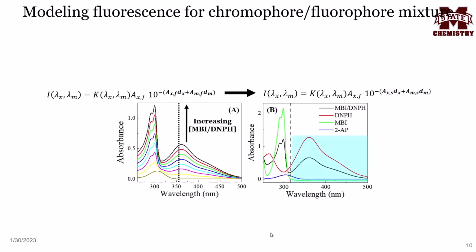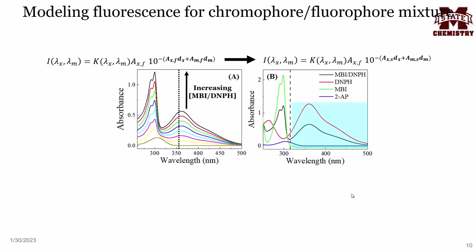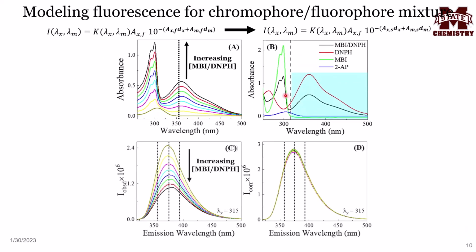To achieve this, we obtain an absorbance and fluorescence spectra for the pure fluorophore, and then we obtain the spectra for the analyte of interest containing the chromophore, as well as the chromophores by themselves. Here we have DNPH and MBI, which are two chromophores with no fluorescence, as well as 2AP, a fluorescence-active chemical. You can see that MBI and DNPH, the two absorbers, have differing absorption locations.